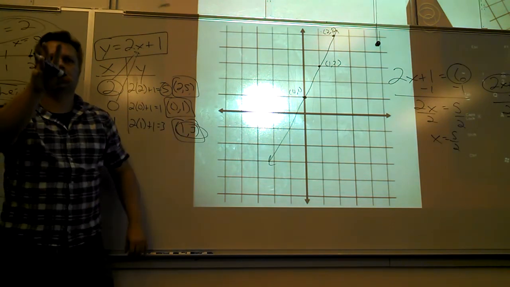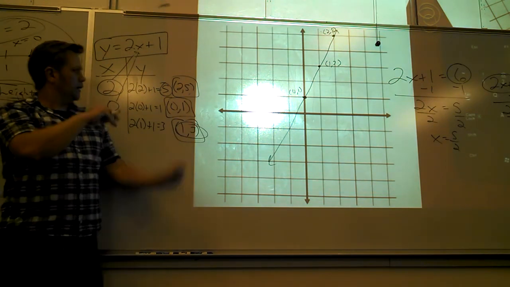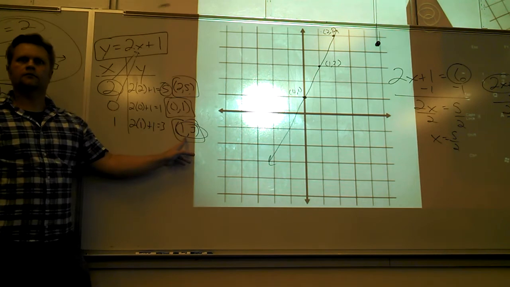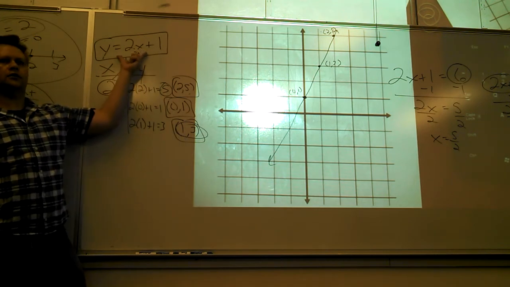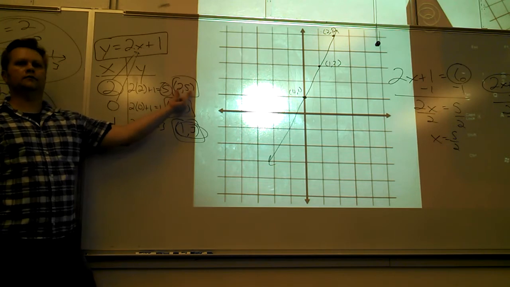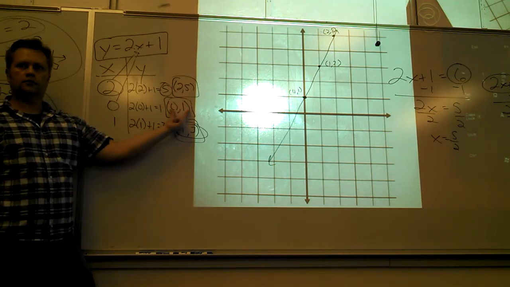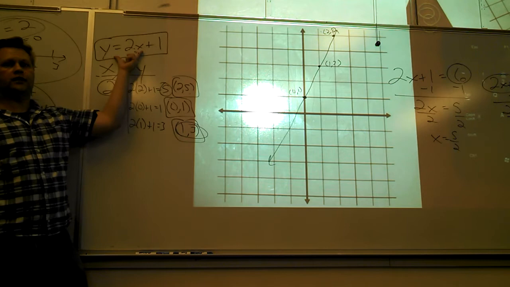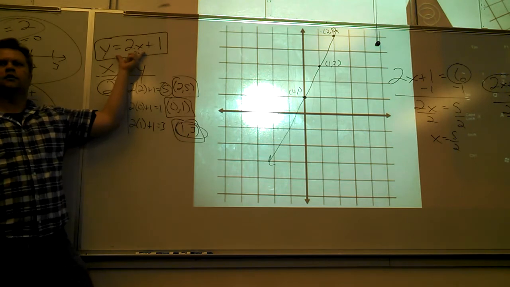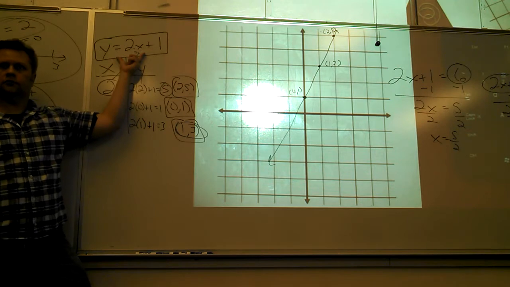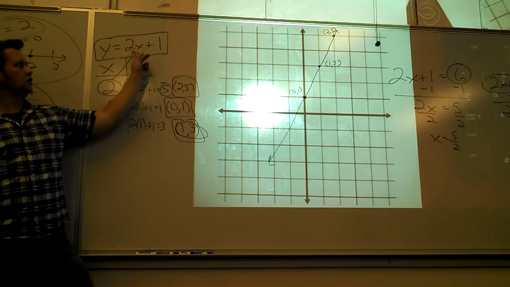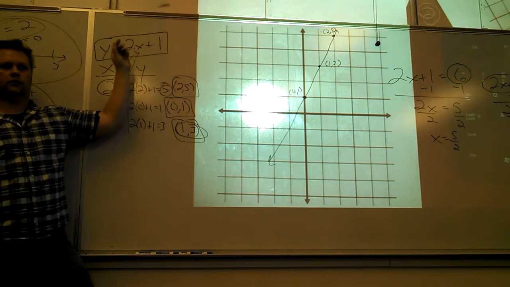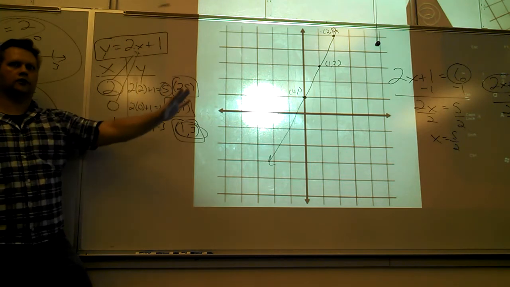Now real quick, I want to notice something. I only got 3 points. Guys, how many total answers are there? So one answer is 2, 5. Another answer is 0, 1. Another answer is 1, 3. But how many total answers are there to this? Too many? An infinite number. For every X you can imagine, every number you can think of, you can double it and add 1, and that's the other number. So you can do that forever.